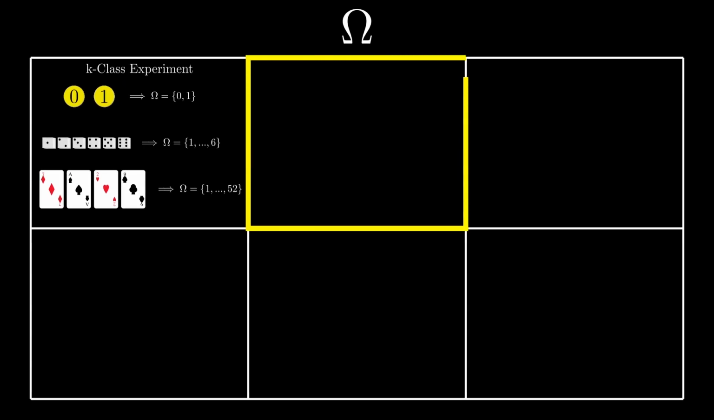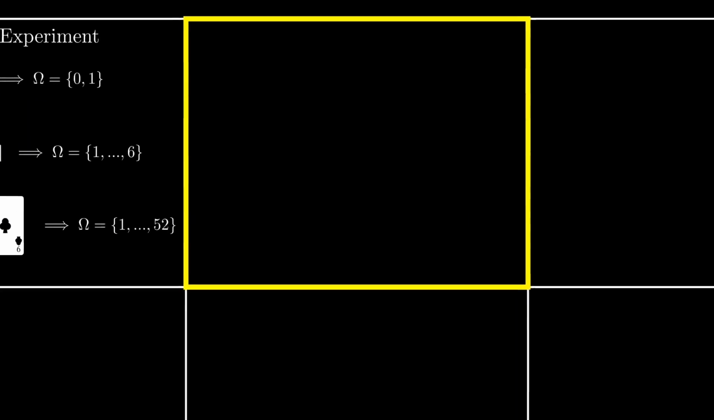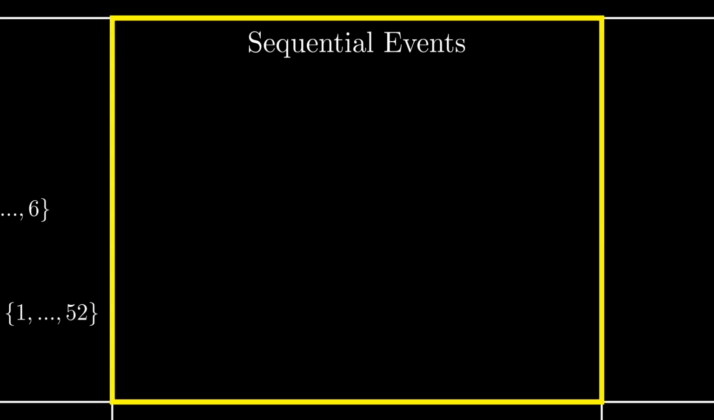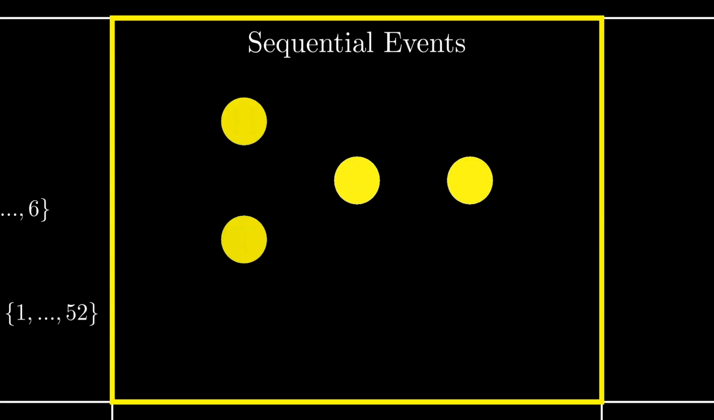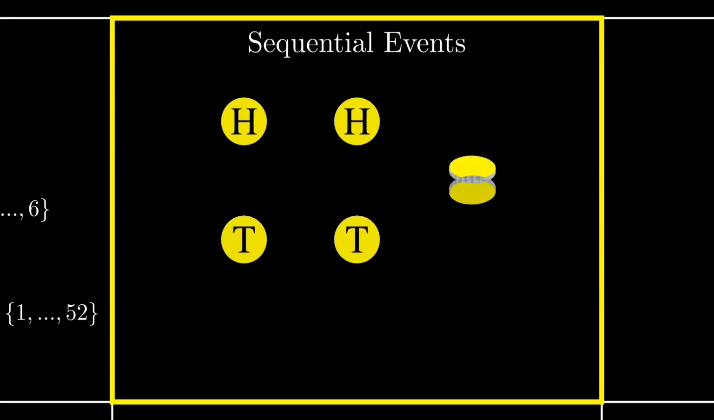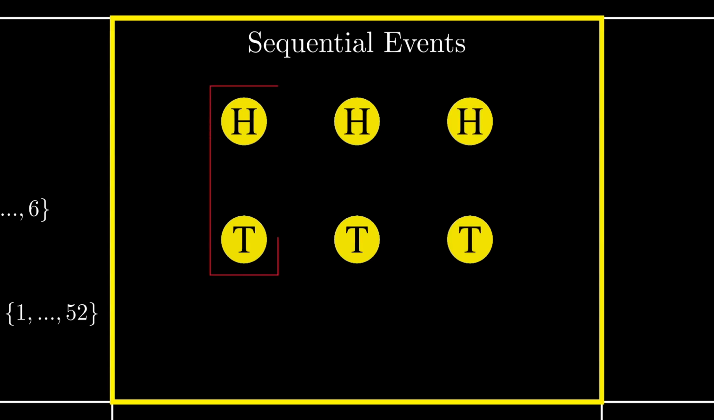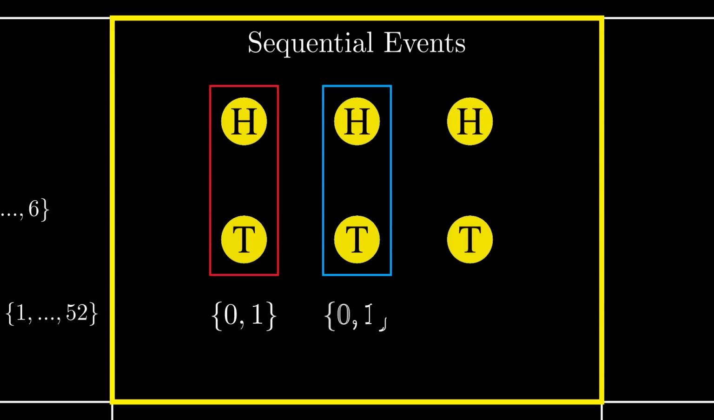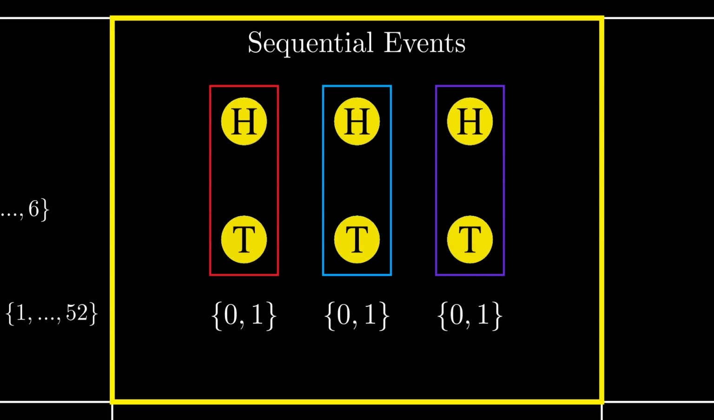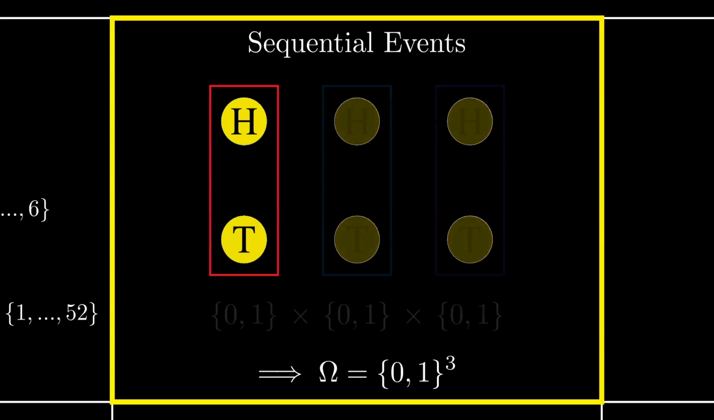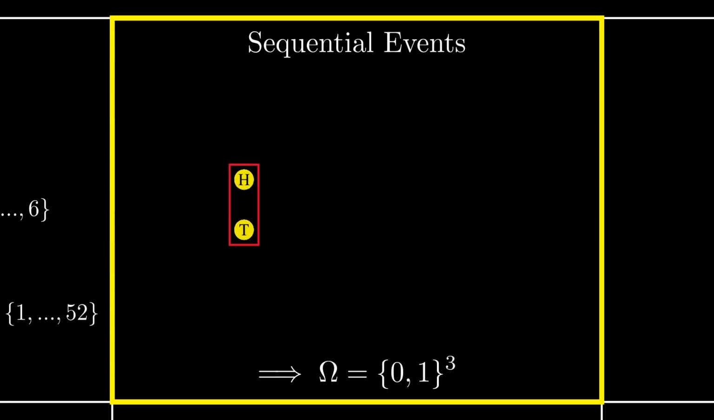Now, what changes if you have an experiment that runs sequentially and involves several steps? For example, if you have 3 coins that you toss sequentially. In this case, Ω has to include all possible combinations of all possible outcomes of each of these single steps. Therefore, we have to take the product between them, such that Ω is the threefold product space of the set {0, 1}. To give you an intuition why the product space is the correct choice here, simply imagine what can happen in each single step.